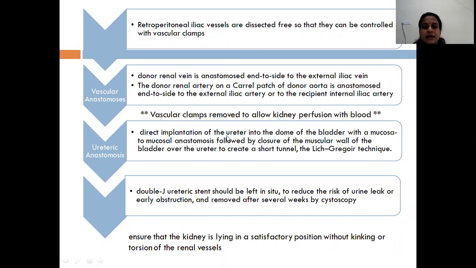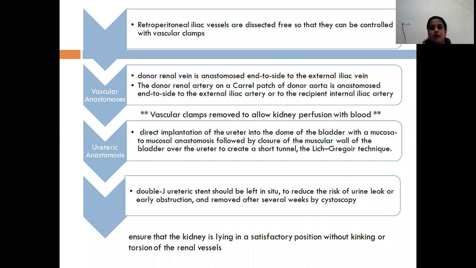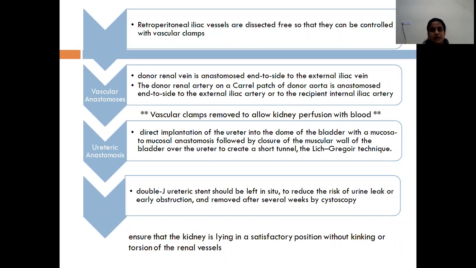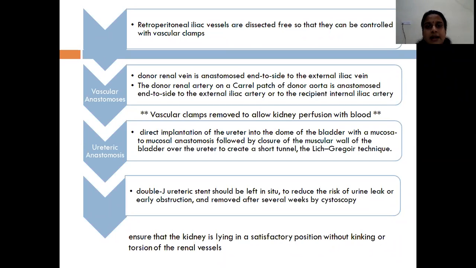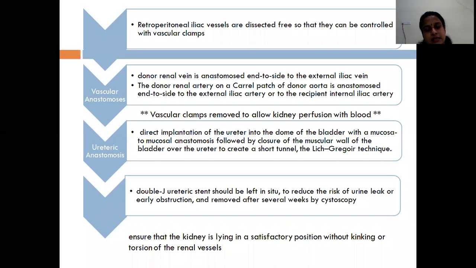It is directly implanted into the dome of the bladder with a mucosa to mucosal anastomosis, followed by a tunneling of the muscular layer of the bladder. Okay, that is called the Lich-Gregoir technique. Try to remember the name. Otherwise, you can just say that the ureteric anastomosis is done mucosa to mucosa with muscular tunneling. It could be muscular tunneling or a submucosal tunneling for ureteric implantation.